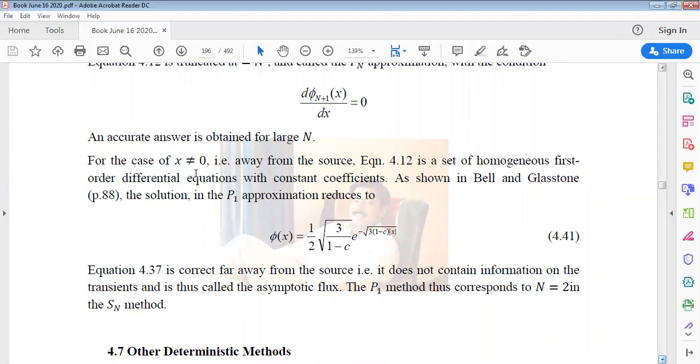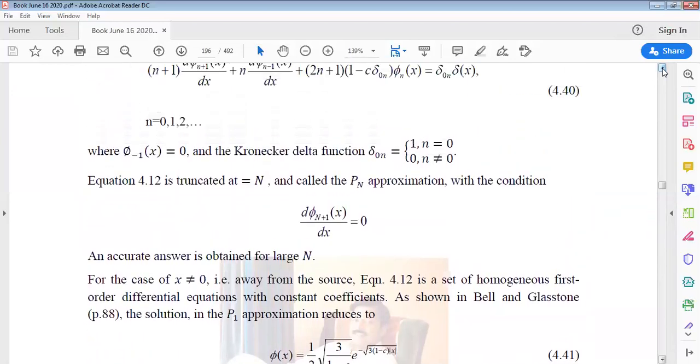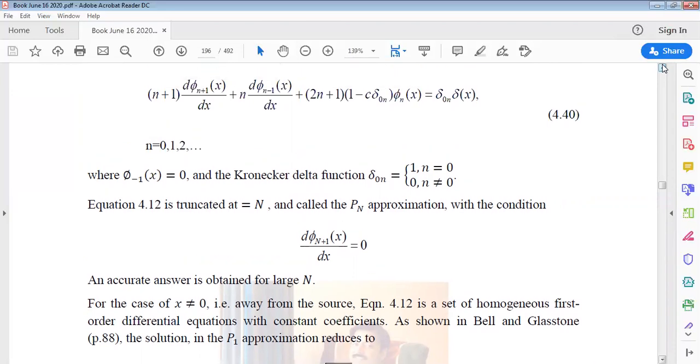For the case of x not equal to 0, i.e. when you're far away from the source, so equation 412, no, I'm sorry, it is this one. It's a set of homogeneous first order ordinary differential equations with constant coefficients.